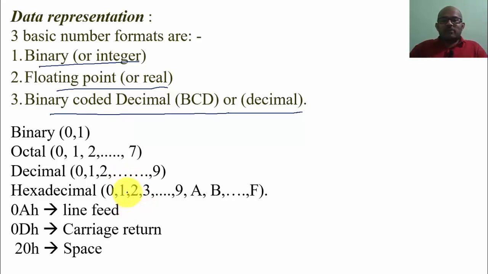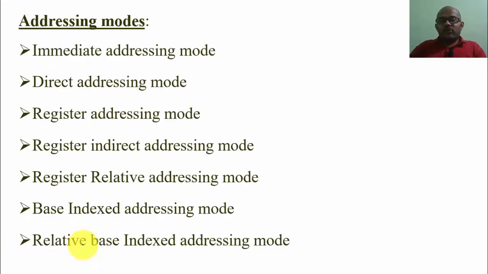Now, in the case of C programming or C++, in order to display a message, you make use of printf, or cin, cout, scanf, all those things you are using. And in order to display the next line, you use backslash n, carriage return backslash r, tab space backslash t. Similarly, in this case, if you want line feed, you can make use of 0Ah, carriage return you can make use of 0Dh. If you need space, you need to make use of 20h.